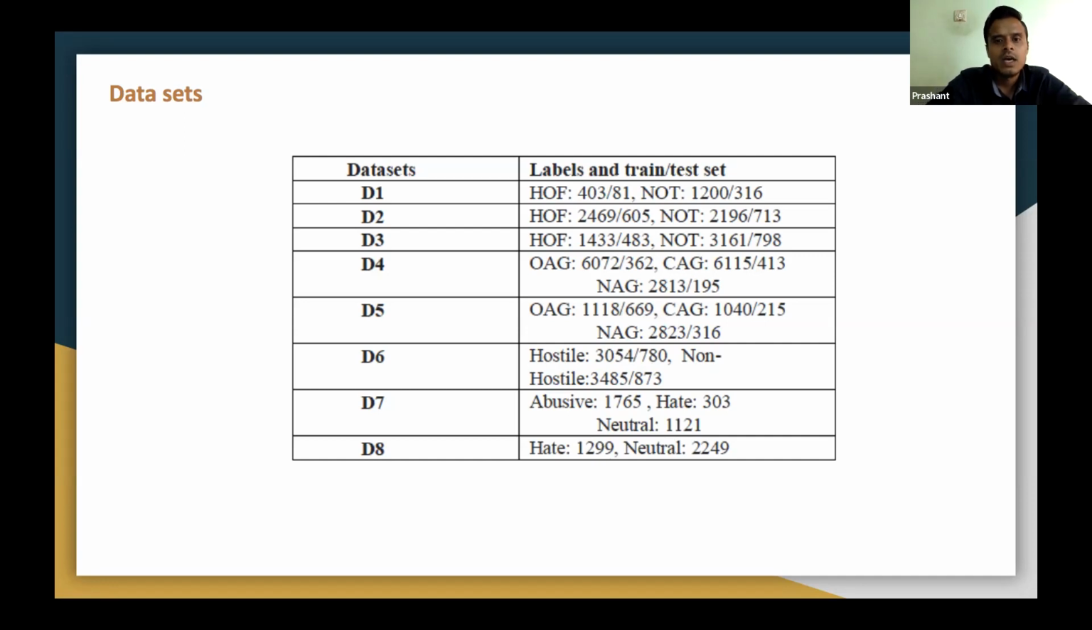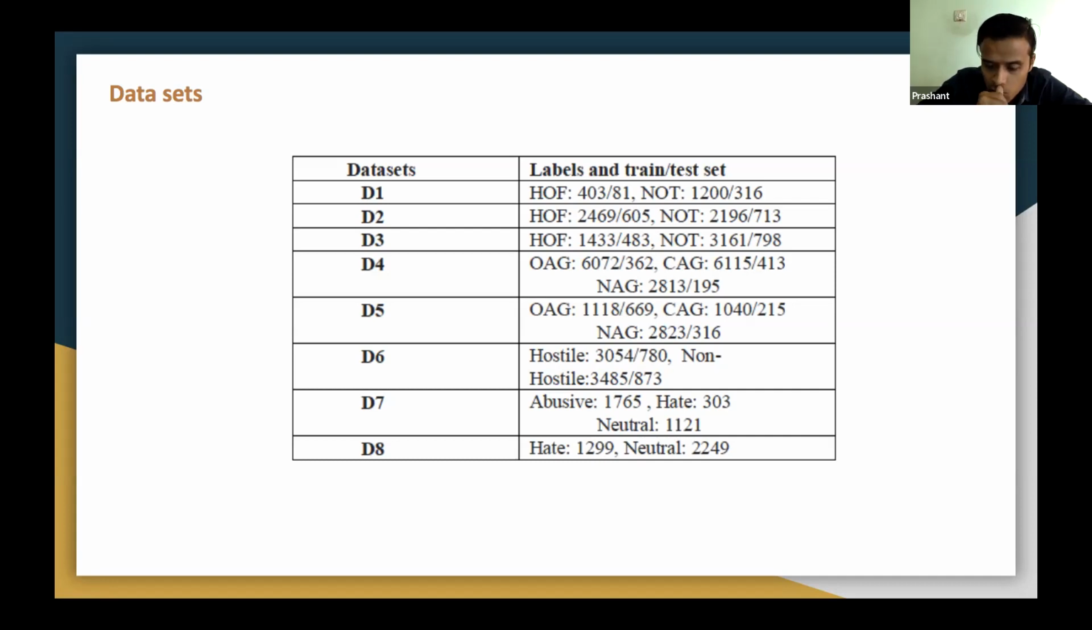In datasets 4 and 5, the classes are overtly aggressive, where the aggression is made explicitly, and covertly aggressive, CAG, where the aggression is hidden by using harmful terms in an implicit manner. Dataset 6 is classified into hostile and non-hostile. D7 is categorized into abusive, hate, and neutral. And D8 is categorized into hateful and non-hateful.